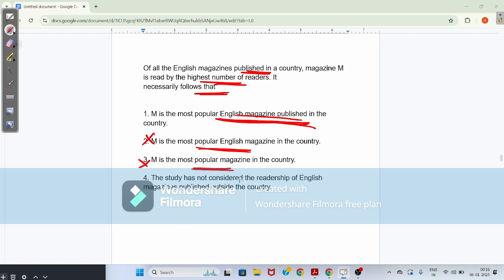The study has not considered the readership of English magazines published outside the country. Yes, this is also a correct option, but the most probable suitable answer, since we are talking about our country, is only this option. This is the wrong option here.